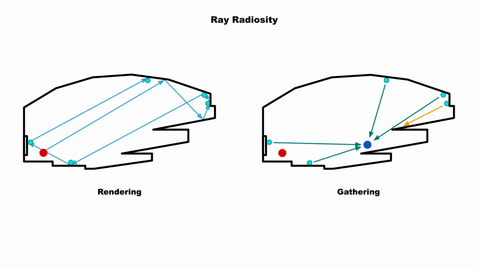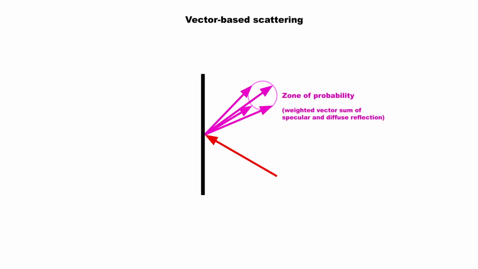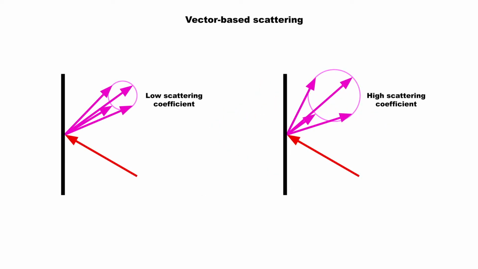In the rendering phase, rays are emitted from the source, and the reflections are calculated according to the vector-based scattering method. This is a weighted vector sum of specular and diffuse reflection, which are both determined by the reflection-based scattering coefficient. Again, keep in mind that this diagram represents a 3D principle. Therefore, the zone of probability would actually be the surface of a sphere.